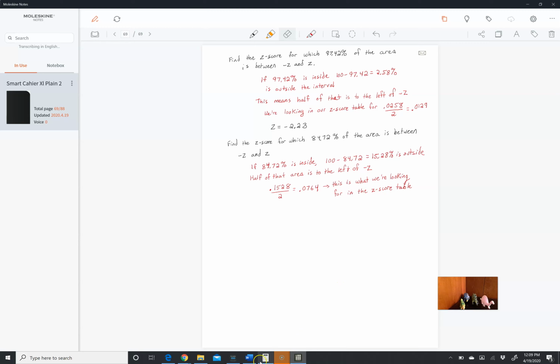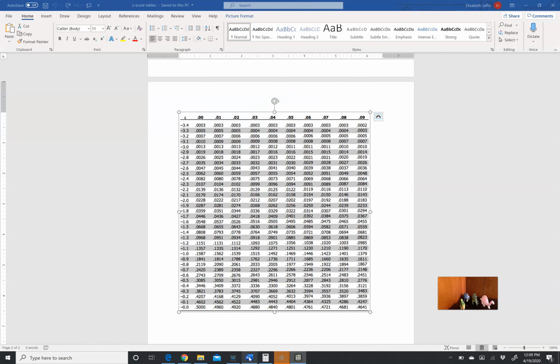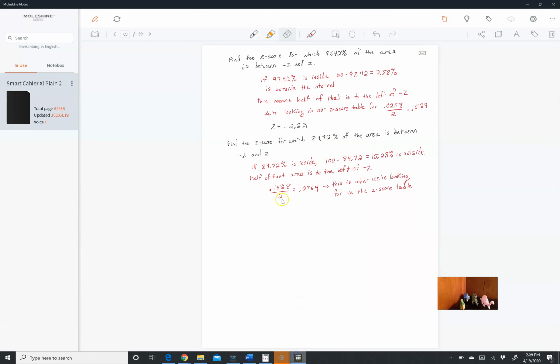So how do we do this? We go to the z-score table. We know that we're in the negatives, and we're looking for 0.0764, and it actually turns out to be right here. Okay, 0.0764. So if we go over to the left, we see negative 1.4, and if we go up, it's 0.03, so it's negative 1.43. That's our z-score.